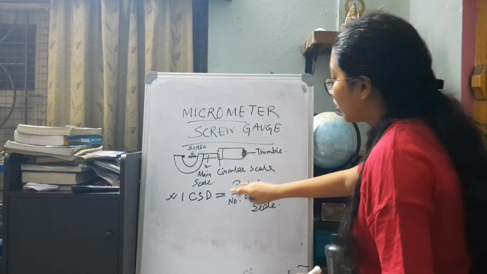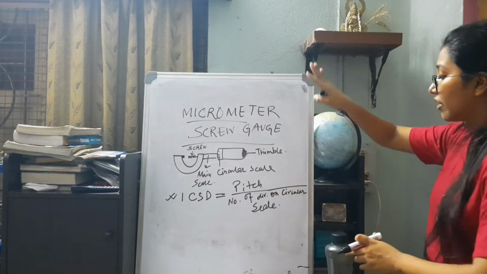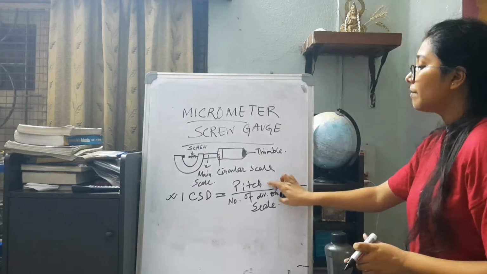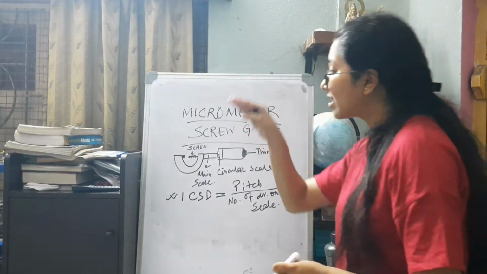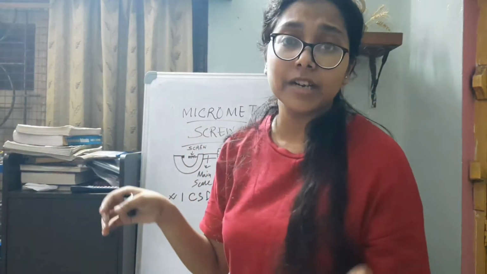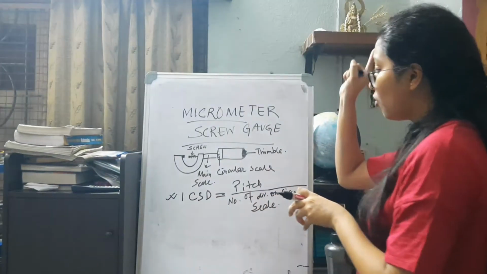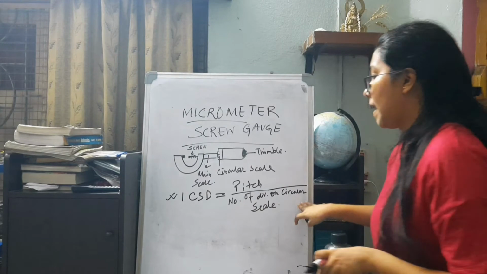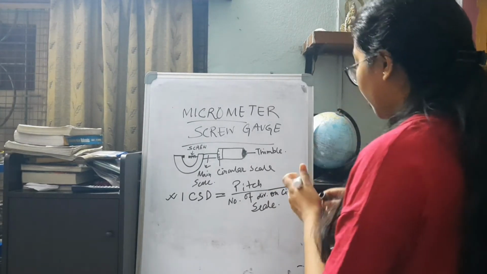So one circular scale division is the pitch divided by the number of divisions on the circular scale. Because the pitch is basically for the total number of divisions, for determining the least count, it should be for one particular division. So that is why we are dividing it by the number of divisions on the circular scale.